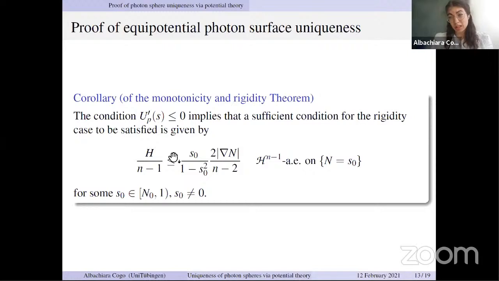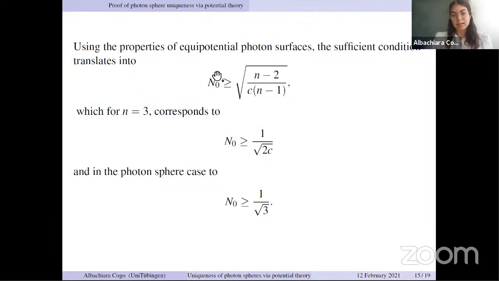sufficient condition to be in the rigidity case, and it gives just this inequality, so this lower bound for n0. And in dimension 3, it corresponds to this right-hand side 1/√2c, and of course in photon spheres it's just 1/√3, which is in fact the value of the lapse function on the Schwarzschild photon sphere that I drew before, that we have seen before, yes.